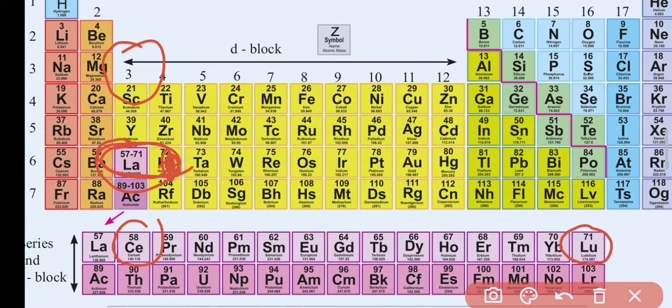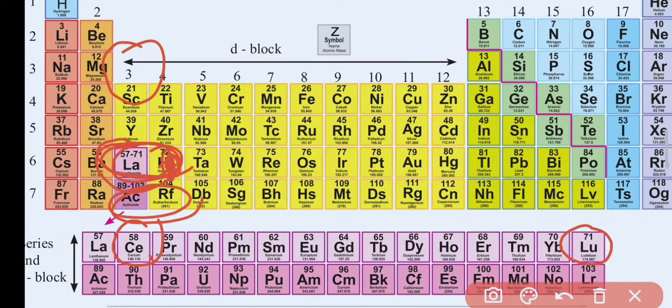Explain the meaning of inner transition series. A series of f block elements having electronic configuration (n-2)f 1 to 14, (n-1)d 0 to 1, ns2, placed separately in the periodic table, represent an inner transition series. Since the last electron enters the pre-penultimate shell, these elements are called inner transition elements, and there are two inner transition series. One is the 4f series, and this is the actinoid, the 5f series.